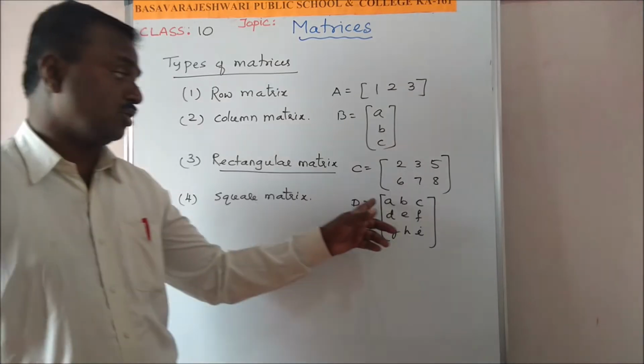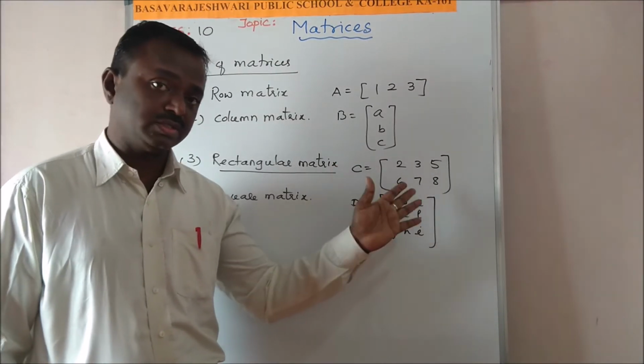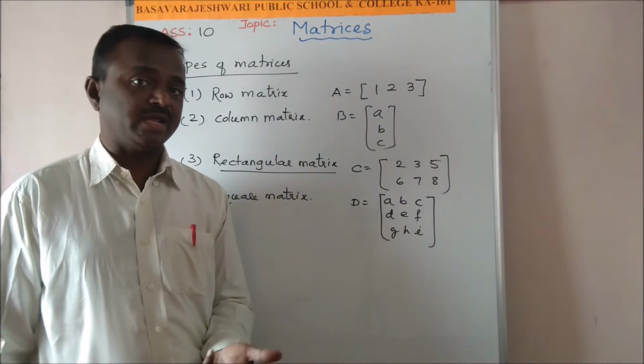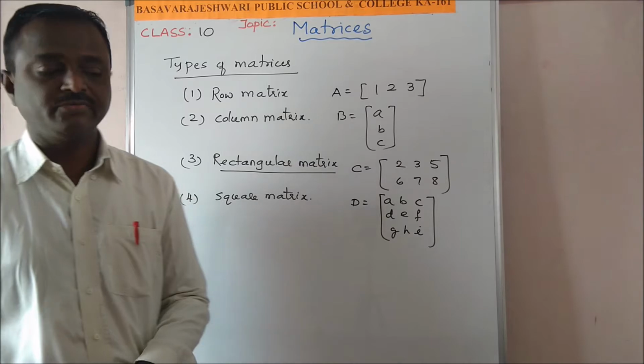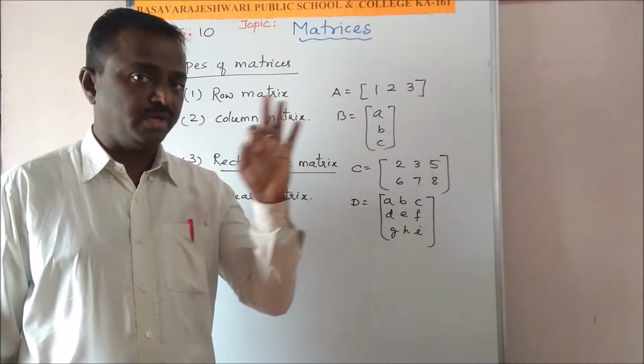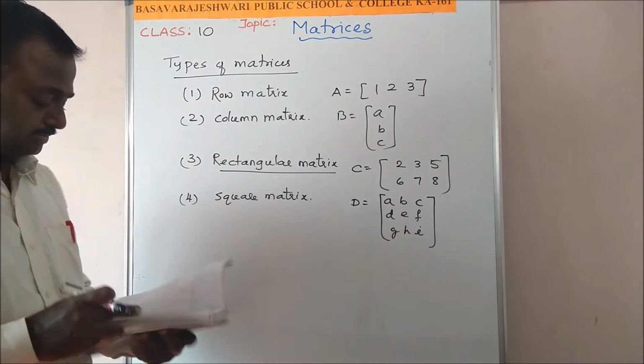See, for example, how many rows? 3. How many columns? 3 columns. 3 into 3, 9. So perfect square. Therefore, in a square matrix, the number of rows should be equal to the number of columns. So don't forget it.